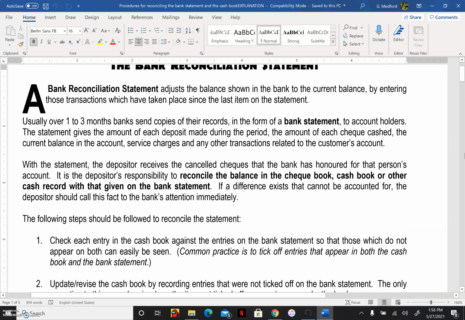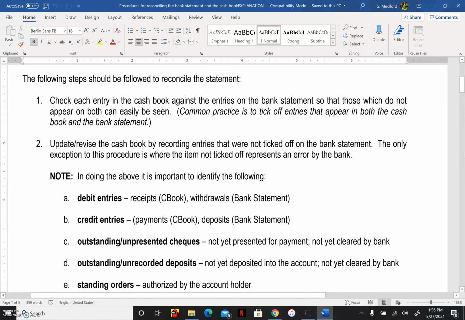So let's look at the steps that should be followed when we are reconciling the bank statement with the cash book balance. The first thing is we check each entry in the cash book against the entries on the bank statement so that those which do not appear on both can easily be seen. One trick that I teach my students is to tick off the entries that appear in both the cash book and the bank statement and circle those entries that are different. So circle the entries that appear in the cash book only, circle the entries that appear in the bank statement only, and tick off those entries that are similar to both documents.